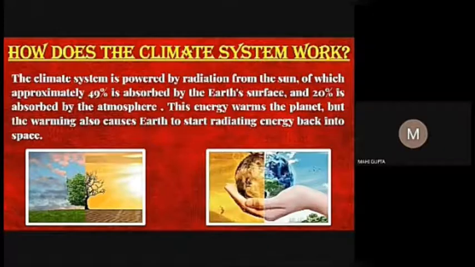How does the climate system work? Climate is directly affected by the sun's radiation, as approximately 49% of the sun's rays is absorbed by the earth, and around 20% of the reflected rays is absorbed by the atmosphere, which leads to warming of the climate.